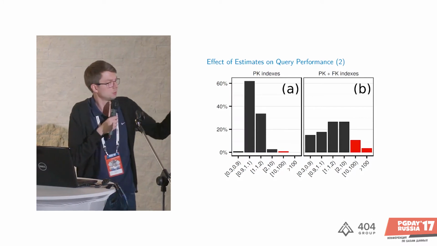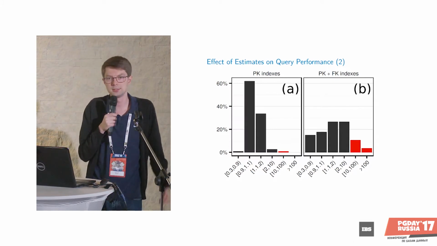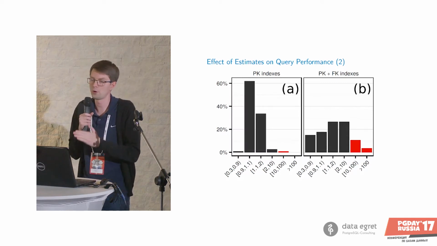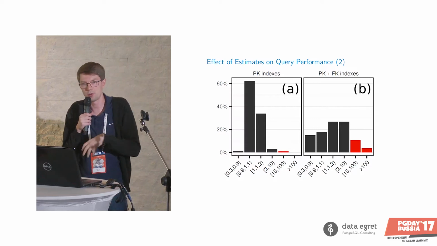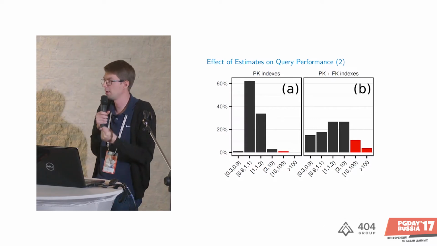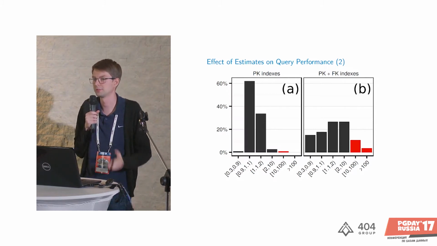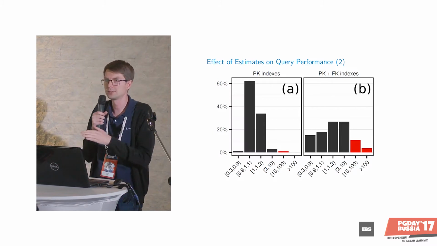Now you have to be a bit careful interpreting what you see in B. It doesn't mean that adding indexes makes your query slower. It just means you're further off from the optimum, because having more indexes gives you a lot more options, and it's much easier to not find the optimal plan, right? Because it becomes a very, very difficult maze that you have to figure out.